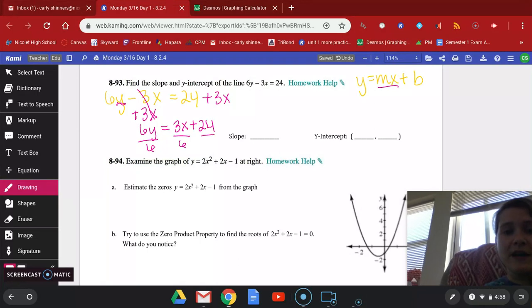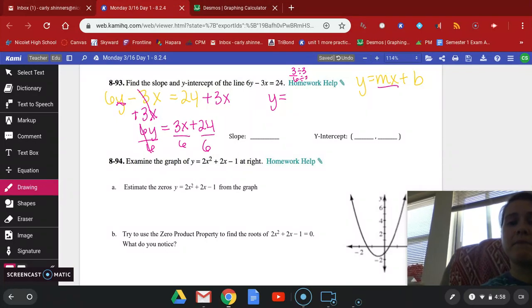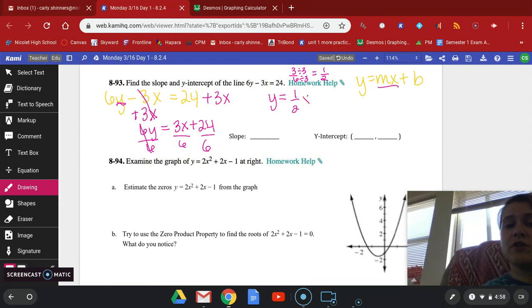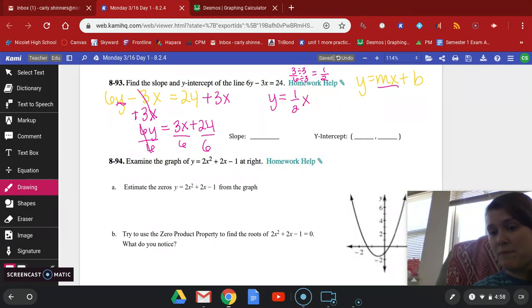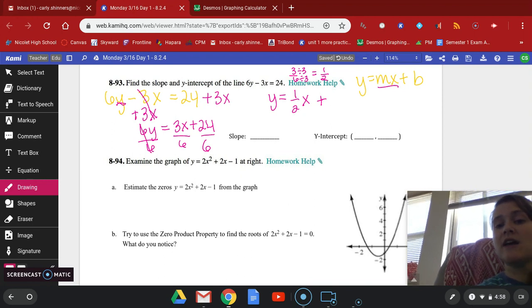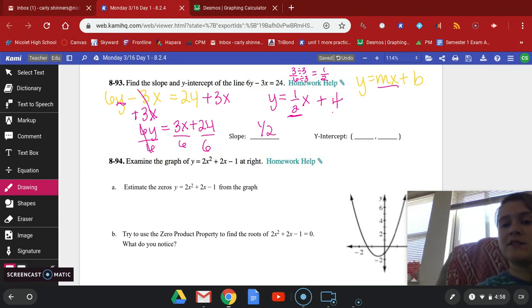So let's divide everything by 6, and I get y equals 3 divided by 6. I could either reduce that fraction by dividing top and bottom by 3, and I would get 1/2. I also could put that into my calculator, Desmos, or my brain and think 1/2 is 0.5, and that's an acceptable answer as well. 24 divided by 6, I believe that should give me 4. And so that's my equation in y equals mx plus b form.